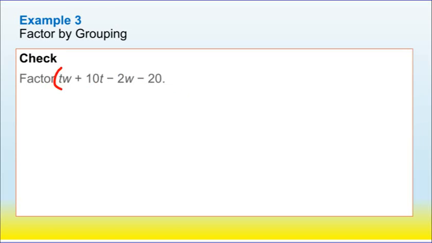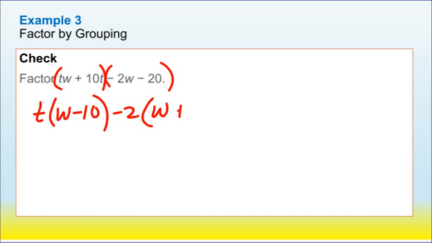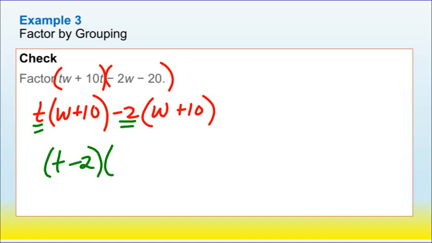Another one here, I can factor by grouping. I can factor out a t here, and that leaves me with w minus 10. On this side, I can factor out a negative 2, and that leaves me with w plus 10. The first one should be w plus 10. What I have left is t minus 2 times w plus 10. And if I were to FOIL that, I would get back what I had started with.